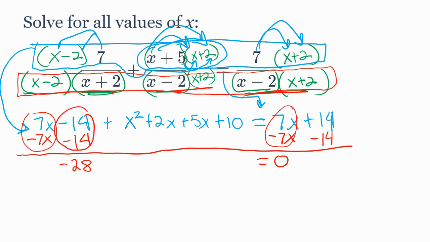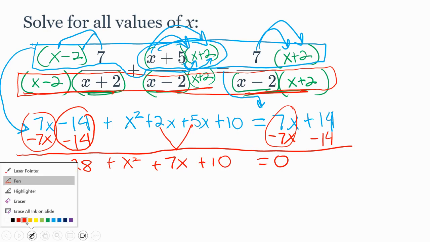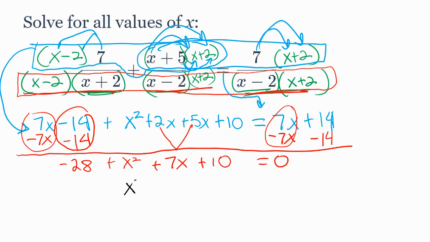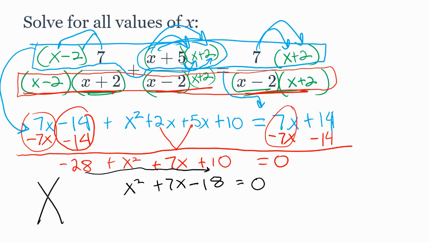And then we've got negative 28 here. And then we've got plus x squared. Combine our 2 and 5 to make 7x's. And then bring down our 10. So the only thing I have to do is bring my negative 28 to the back. So we've got x squared plus 7x, and then the 28 coming to the back is going to give me a negative 18, equals 0.